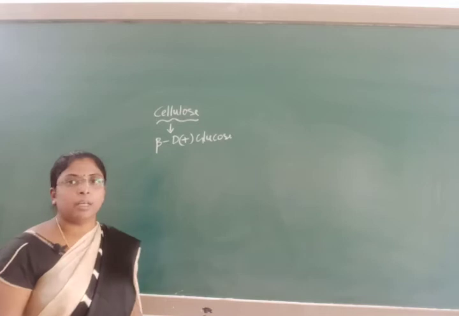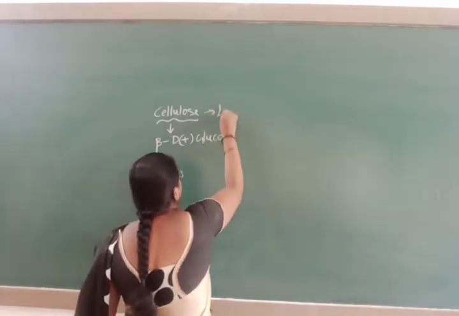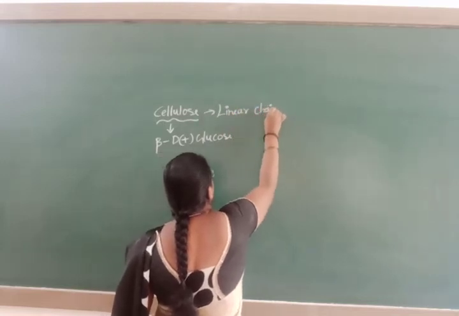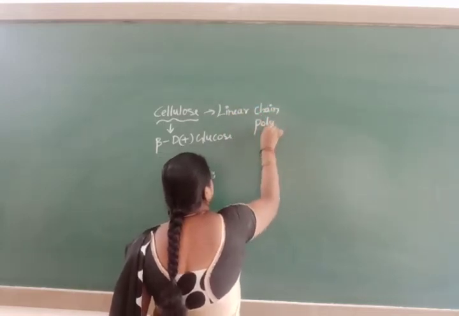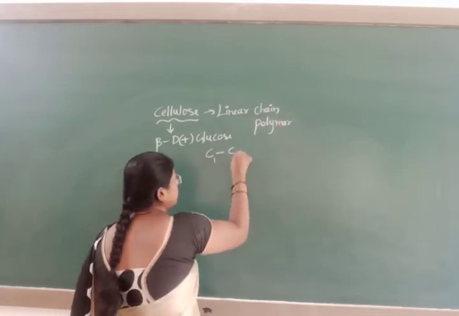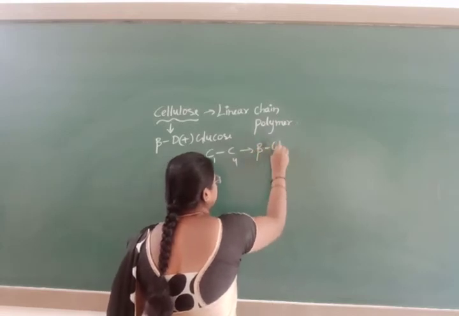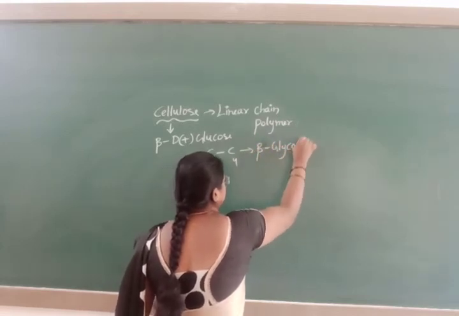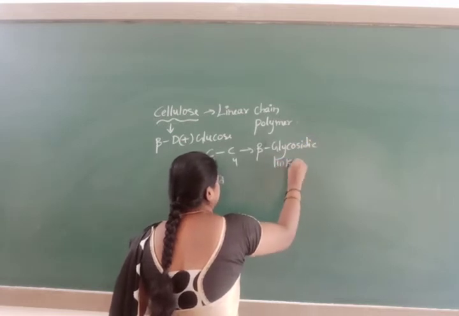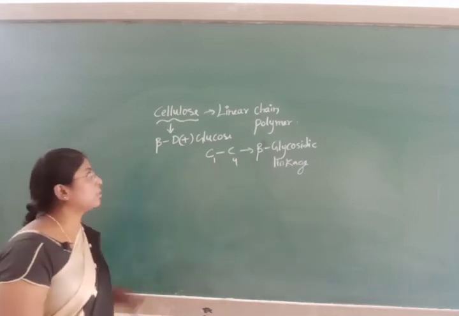Cellulose is a linear chain polymer, and it is having C1C4 beta glycosidic linkage. C1C4 beta glycosidic linkage is seen in case of cellulose.